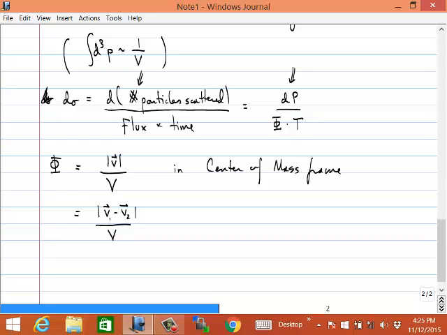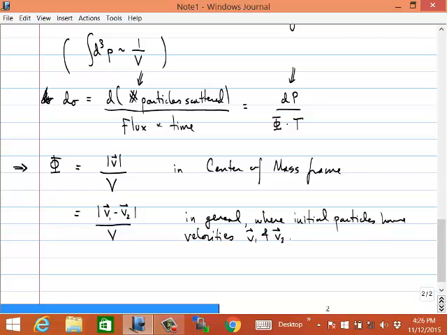And so this expression here is just in the center of mass frame, where you have two particles that are incident, one with velocity plus v and one with velocity minus v. And then you can go to some other frame where the particles would have some different velocities, and you would get something like v1 minus v2. So here, this is where the initial particles have velocities v1 and v2.